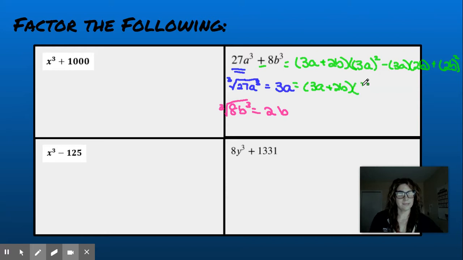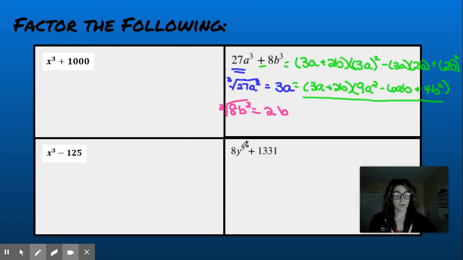3a squared is 9a squared. You have to square both parts, just like I had to cube root both parts here. I have to square both parts. Minus 6ab, multiply. 3 times 2 is 6, a and b. And then plus 2b squared is 4b squared. Remember, you're going to square both of those terms. And this would be your factored parts.